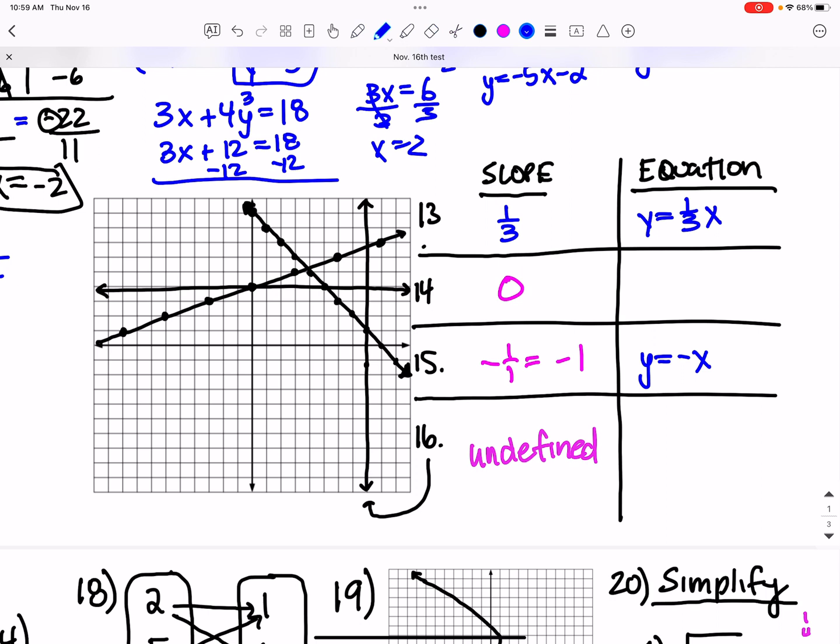Let's see, where does number 13 start? Number 13 starts over here at 4, so plus 4. Number 15 starts up here at 1, 2, 3, 4, 5, 6, 7, 8, 9, so plus 9. So we're done with those two.